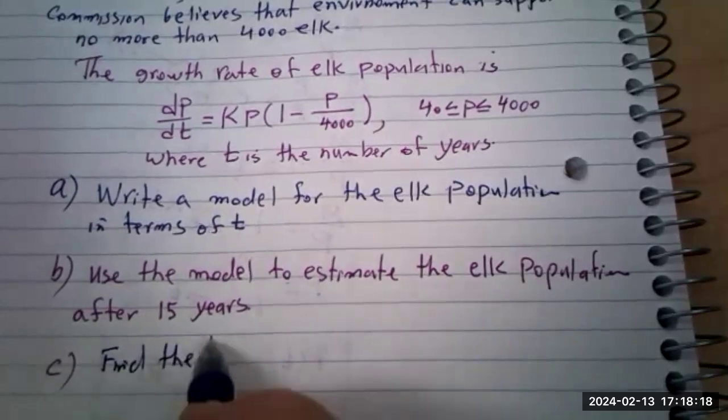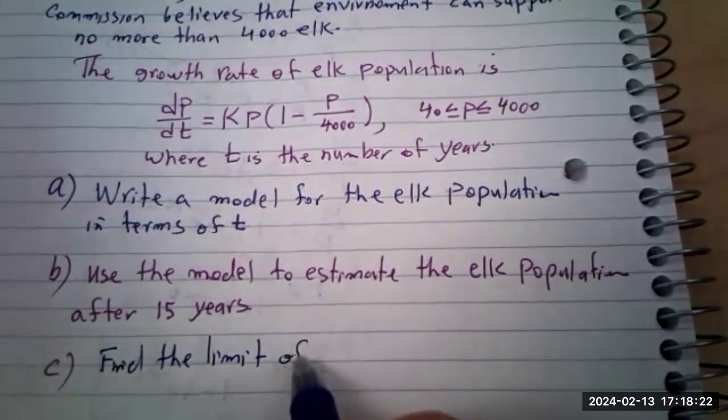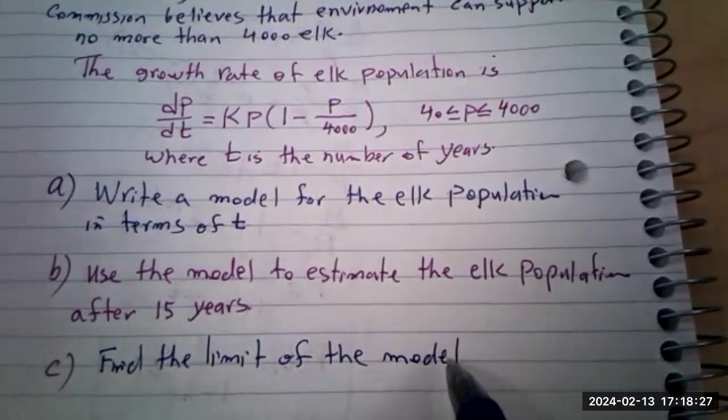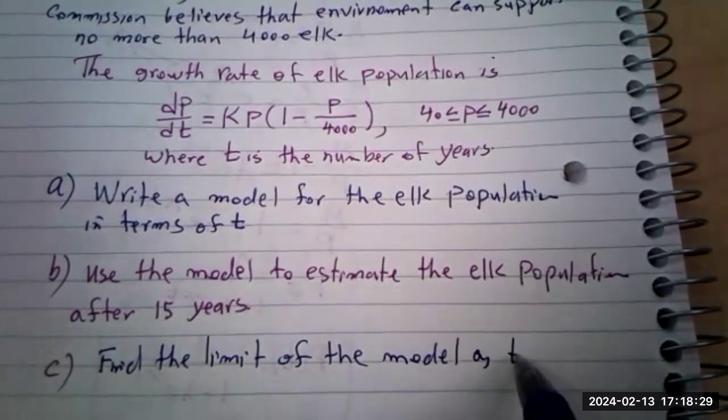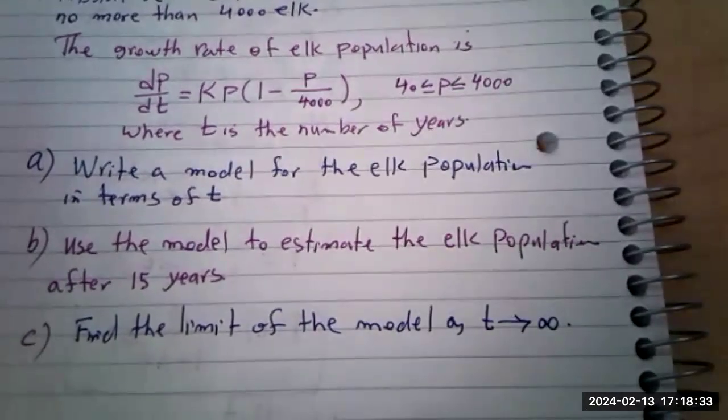And part C, they usually ask for confirmation. Find the limit of the model, P of T, as T goes to infinity. And we know that limit should be the maximum number, which is 4,000. That's it.